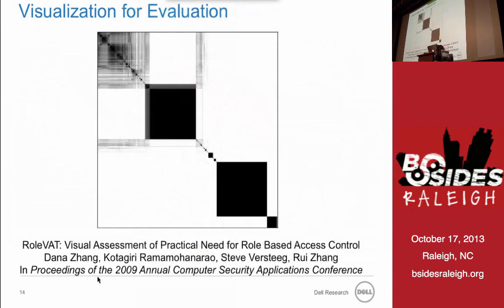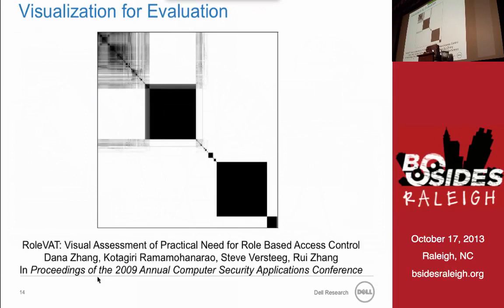Visualization for evaluation. So in this case, this is actually not mine. This comes from Dana Zhang and some other folks. Dana was doing her PhD associated with CA Technologies at the time and is now with Google. And what she was looking at is roles and how good are the roles that you have in your organization. And that was defined by looking at how many people you have and what it is they can access.